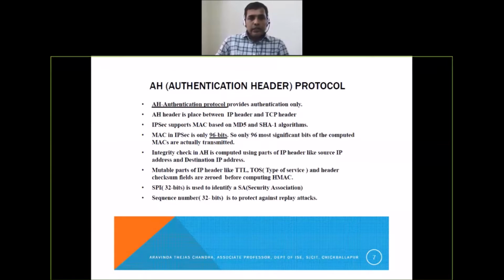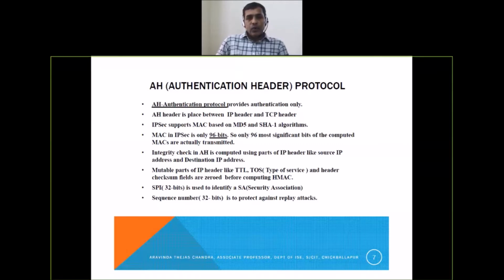Let's now discuss the AH authentication protocol. The authentication protocol provides only authentication, as I told you. The AH header is placed between the IP header and the TCP header. If you have seen the packet format, you will have the IP header, next the TCP or UDP header, then the payload. So AH will be placed between the IP header and the TCP header.